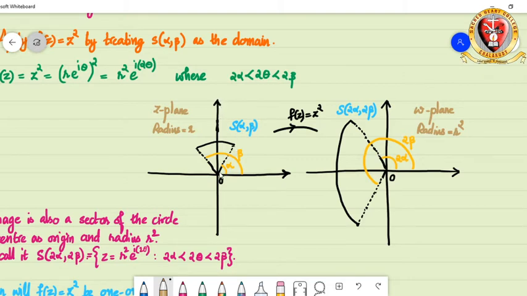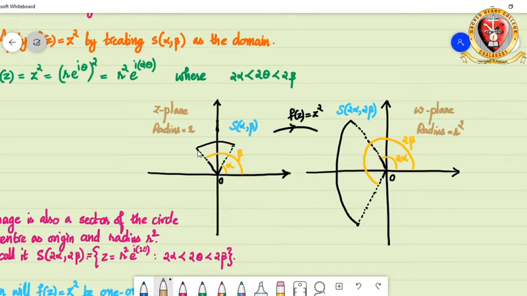So to give it a picture-wise analysis, suppose this is S of alpha comma beta. You can clearly see what the arguments are. The argument is calculated from the positive real axis towards the line joining that point to the origin. The first point is this, and that has the argument alpha, and the second point is the point here, and it has the argument beta.